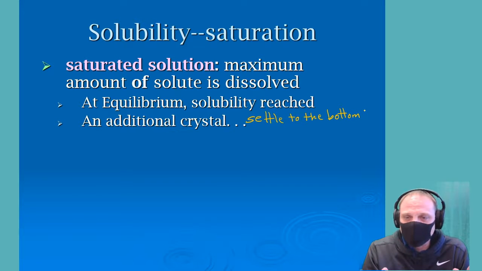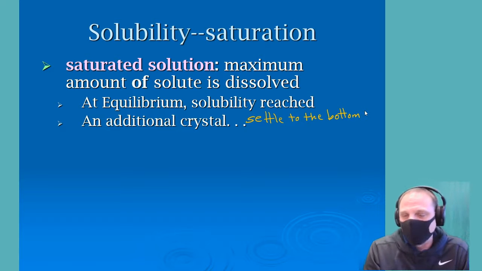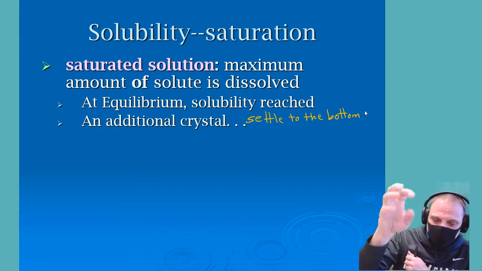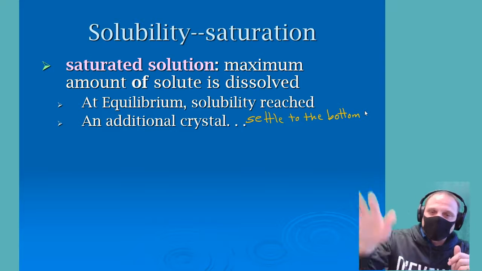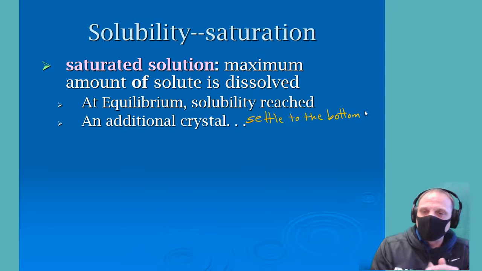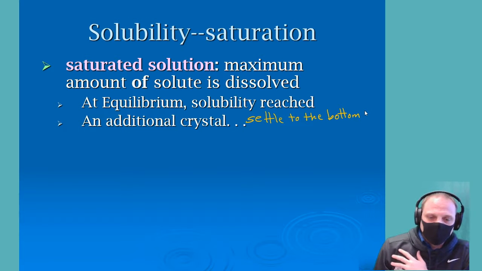If I have a solution that's saturated and I put one additional crystal in, it can't dissolve because the maximum amount has been dissolved. So that one additional crystal is going to fall to the bottom, and it's going to sit there and reach its dynamic equilibrium, with material going out and coming in at the same rate. So this is where you've reached your maximum amount of solubility.